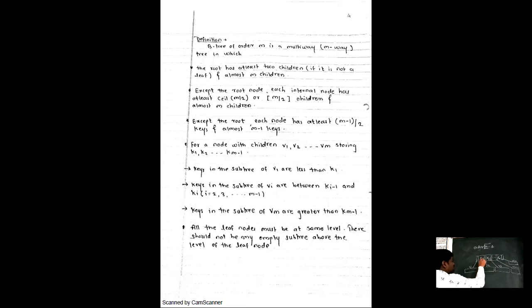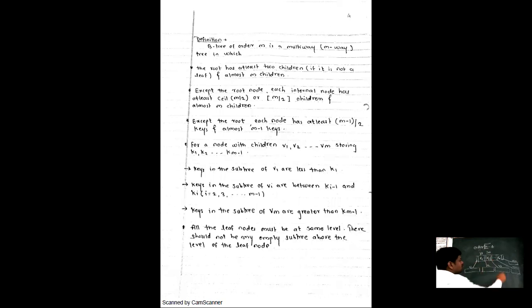Now suppose we consider some values. Value of K1 is 10. So what is the value of this V1? Will the values in V1 be greater than 10 or less? Less. So whatever value you consider should be less than the K1 value. Now for V2, suppose K2 value is 20. So V2 values are between 10 and 20, that is 11 to 19. So this much value we will consider in V2.